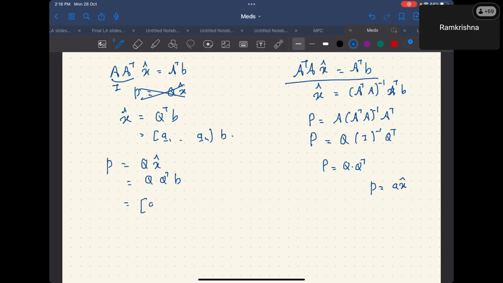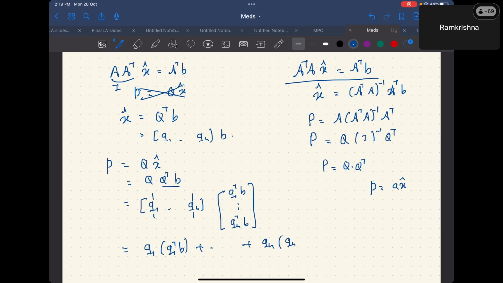What are the components of Q? Q is Q1 till Qn, these are all the columns. Then Q transpose B will have these numbers, Q1 transpose B till Qn transpose B. So P will be Q1 Q1 transpose B plus all the way till Qn Qn transpose B, assuming A has the structure of Q.